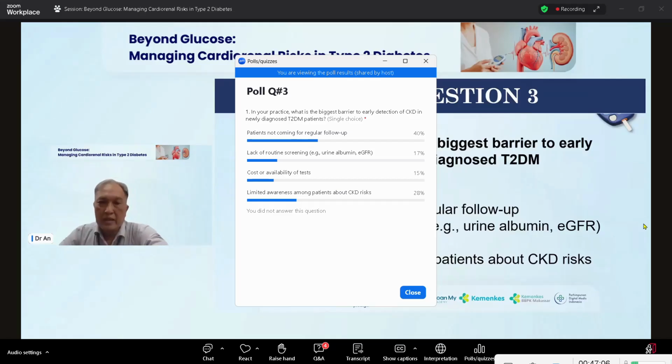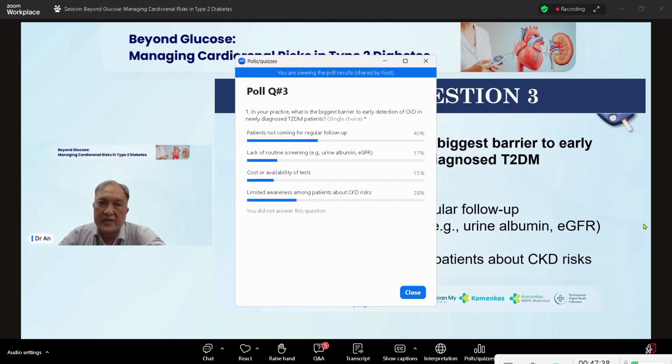Now, we are very happy that we have the summary of your answer. The first barrier, 40% of your selection, is the patient not coming for regular follow-up. Usually we have to meet with this situation when people are in rural areas. I agree with you.